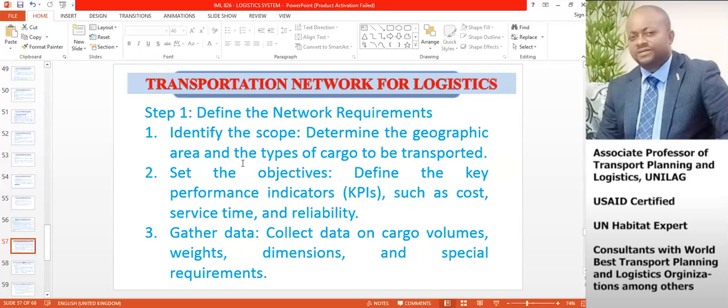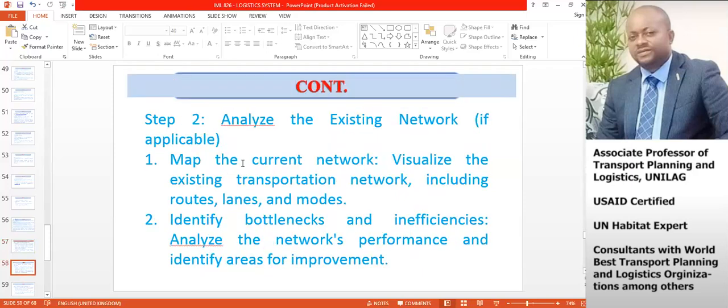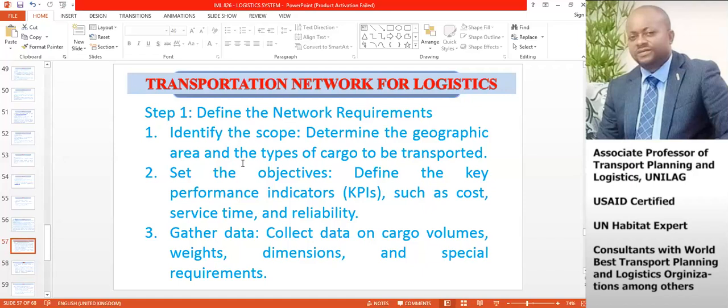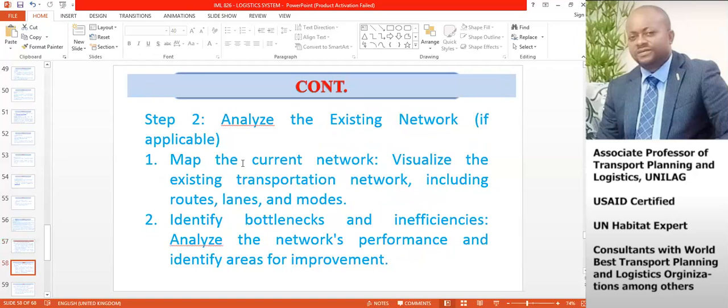The first one is you need to define the network requirements. In the network requirements, there are steps, there are points to follow. You pick up this. The second one is to get the existing network. Existing network for those who have been plying that route. Maybe there are challenges. You need to visit the old network that have challenges. That's the meaning. But if it is a new business, you don't need to analyze existing network. That's why I put if applicable.